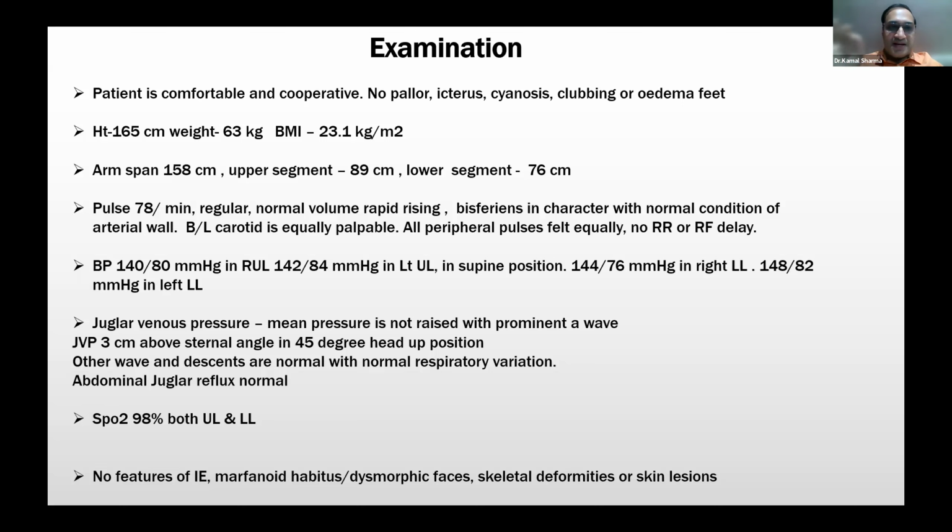So spike and dome. You may be asked, Kirti, to draw the bisferiens of HCM versus the bisferiens of AS with AR. So you should. Yes.